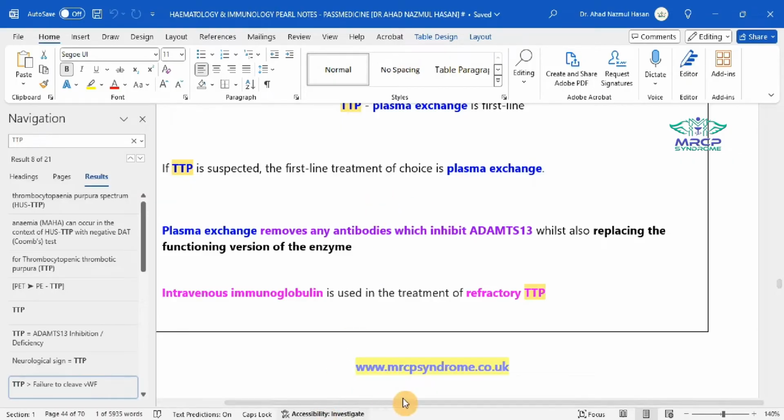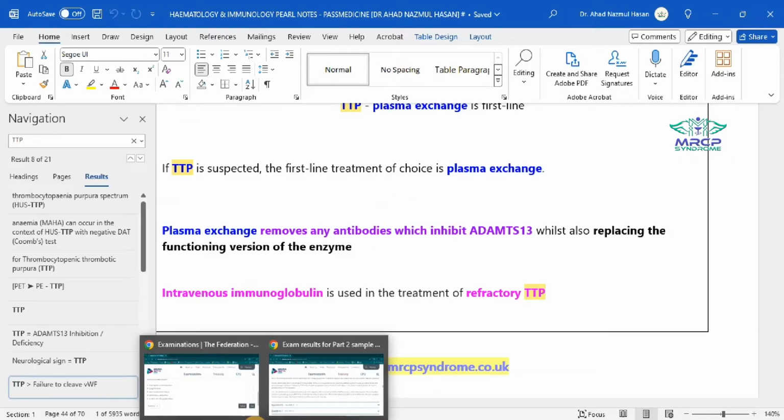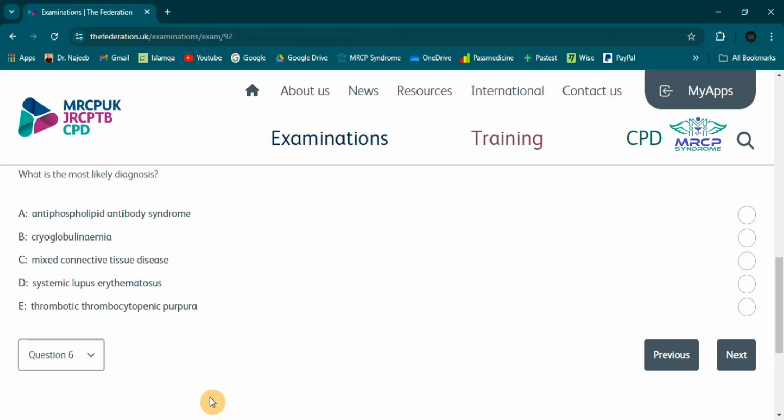And how to treat a case of HUS? Supportive management, and you can also go for a trial of eculizumab. So TTP, plasma exchange; HUS, supportive management. So this is our antiphospholipid antibody syndrome.